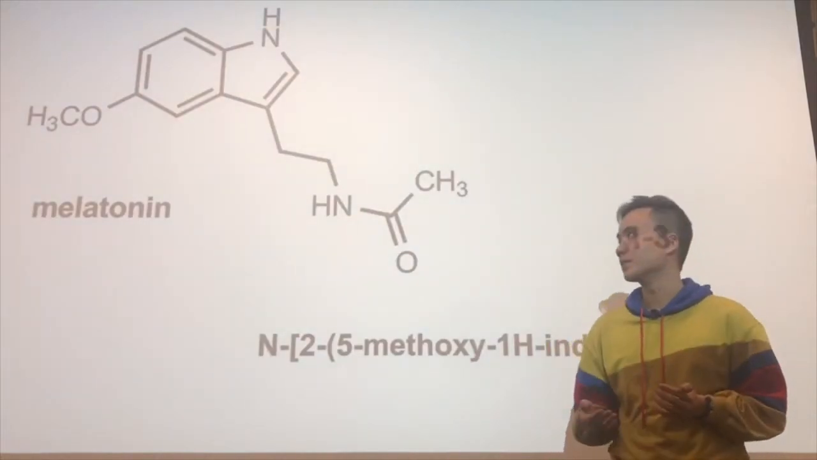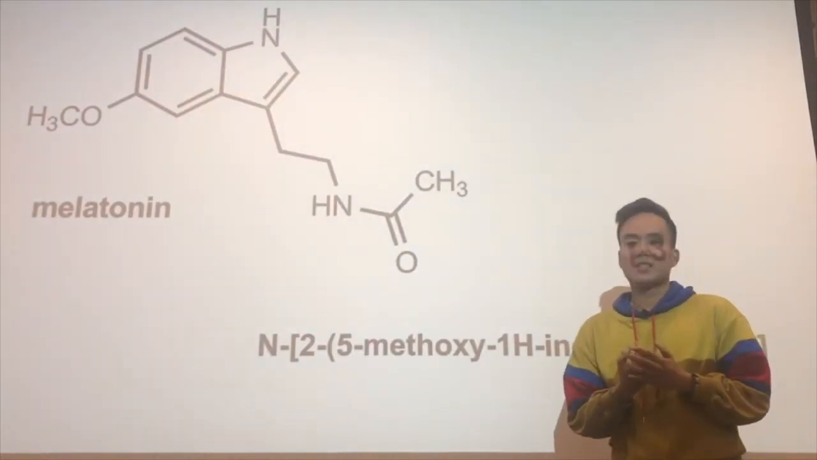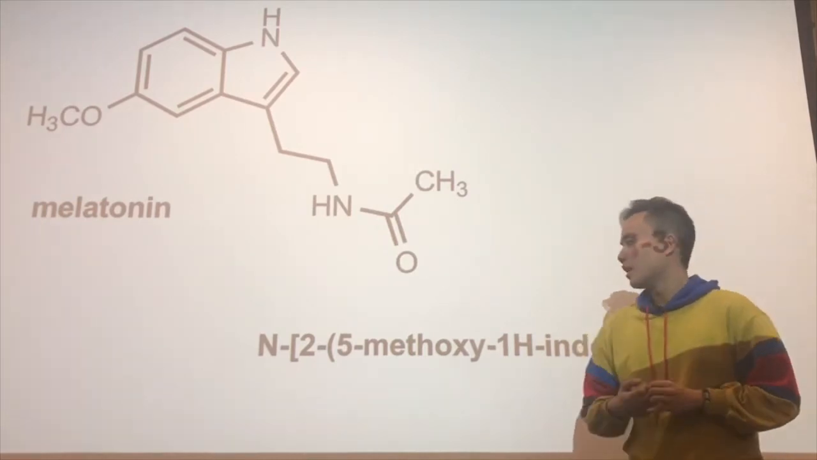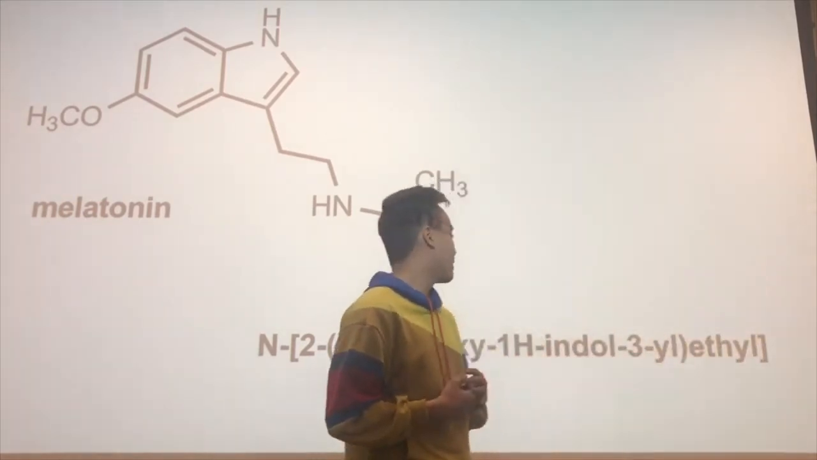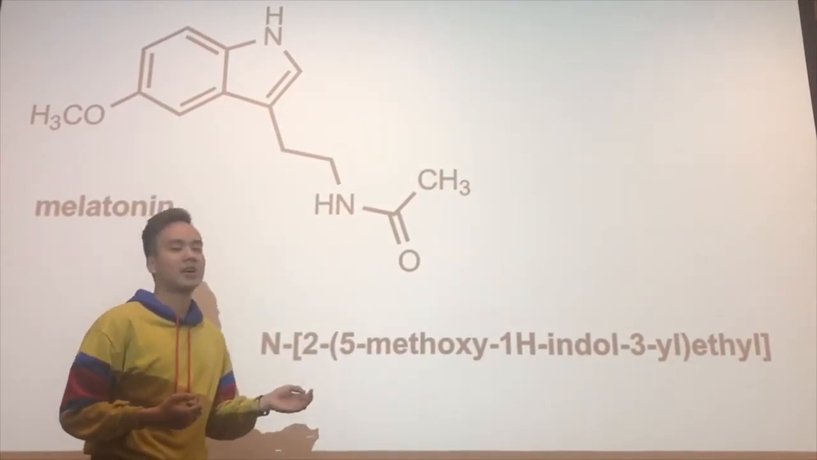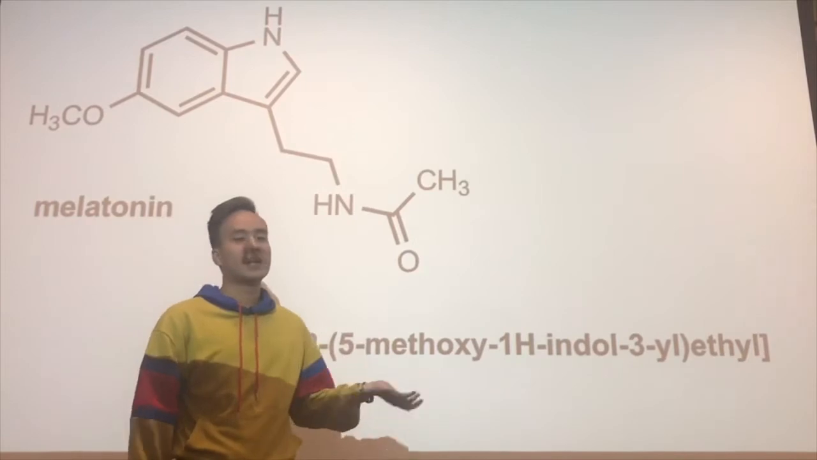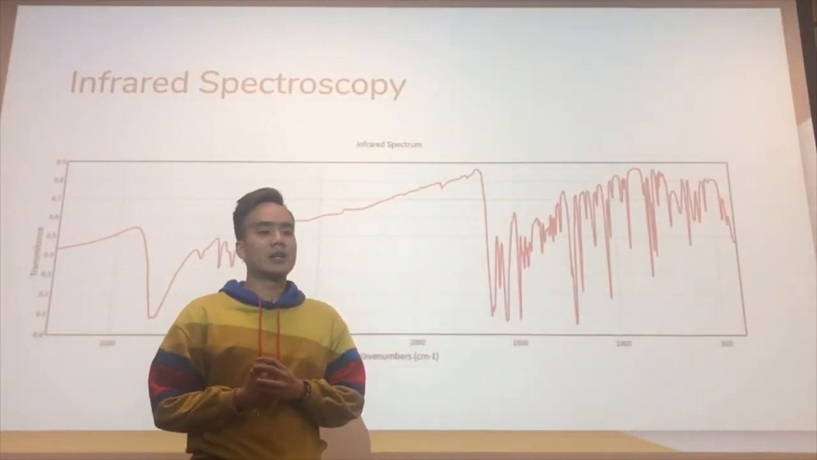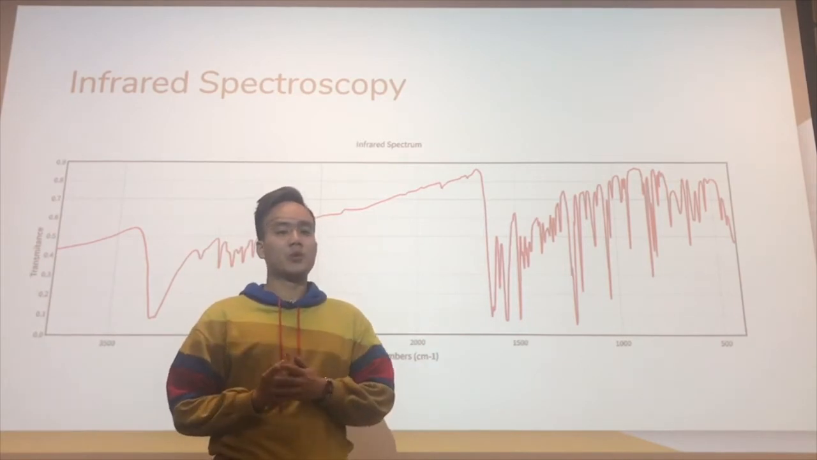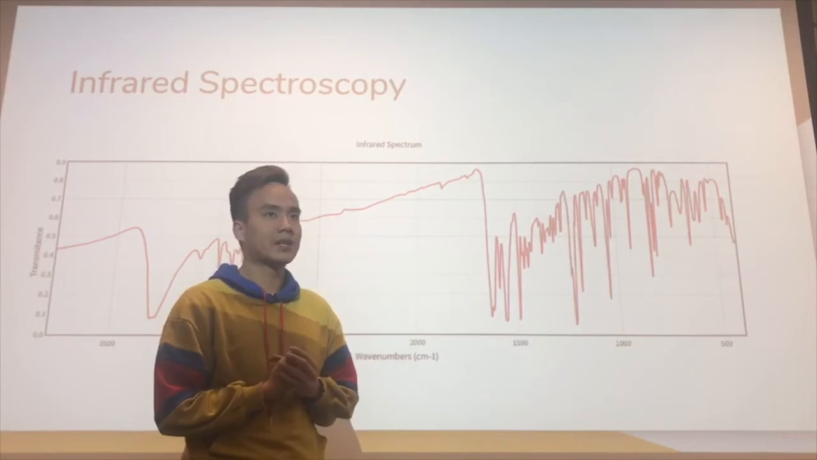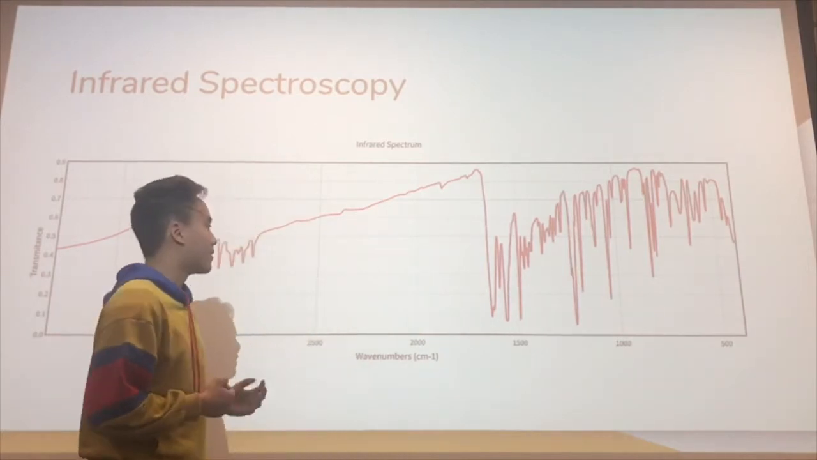Let's look at the molecule, which is C13H16N2O2. And the IUPAC name of melatonin is N-[2-(5-methoxy-1H-indol-3-yl)ethyl]acetamide. There are different functional groups in melatonin, such as the carbonyl group, amine, and aromatic rings. So let's look at the IR graph of melatonin.